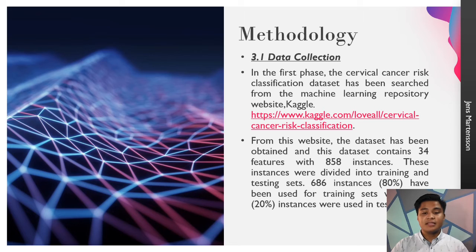From this website, the dataset was obtained, and this dataset contains 34 features with 858 instances. These instances were divided into two parts. The first part is training and the second part is testing. For training, we use 80%, which contains 686 instances, and for testing, we use 20%, which contains 172 instances.